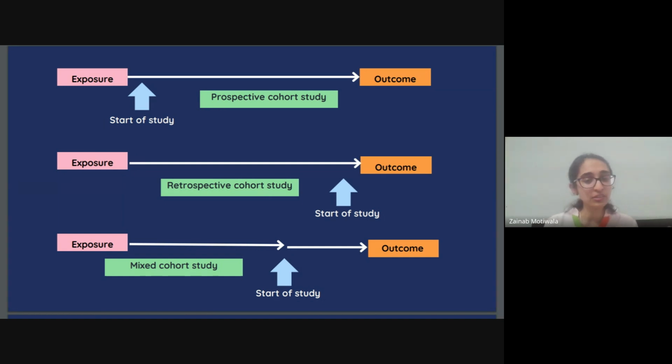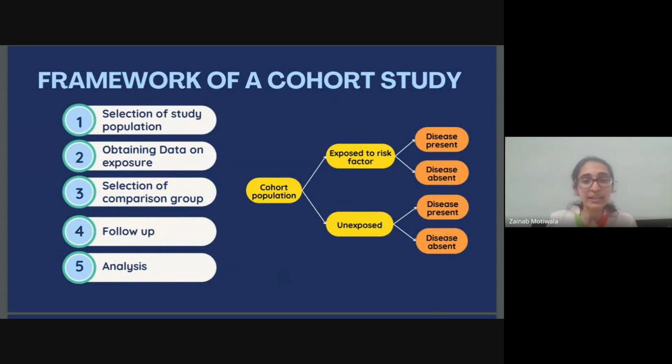And that's why this is called a mixed cohort study. Now let's talk about the framework of a cohort study design. Just like any other study design that we've spoken about, first, it's important to select a study population. Then obtain data on exposure, select groups of comparison, then finally follow up those patients, and finally look at analysis.